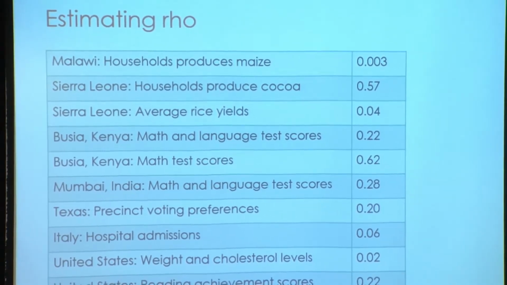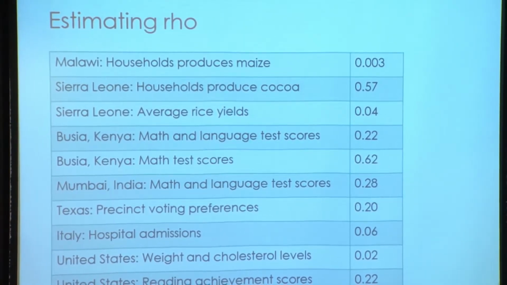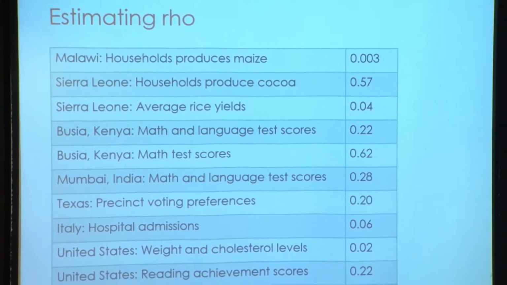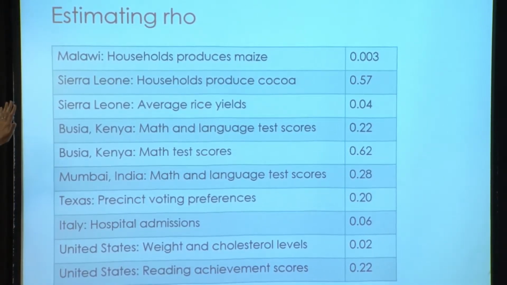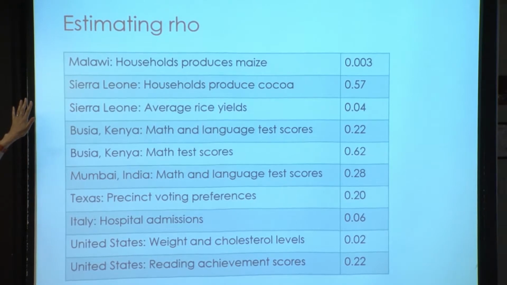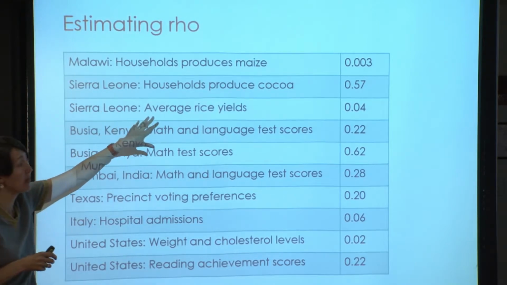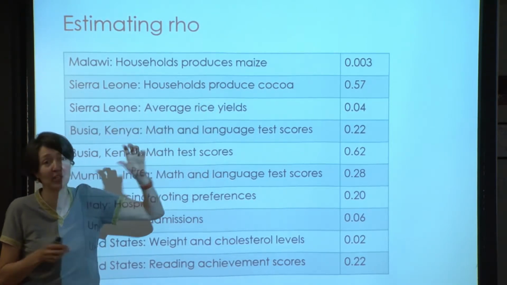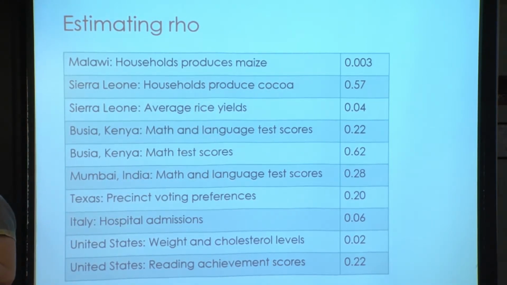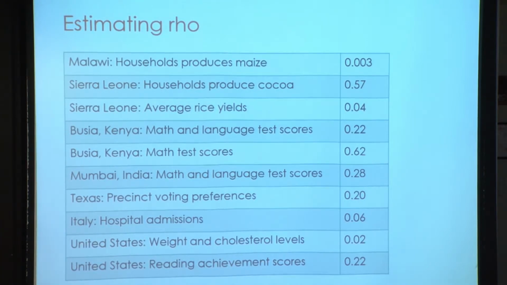I was doing a lot of work on agriculture, so there's quite a lot of agriculture in there. You know, household production of maize, very low. Household production of cocoa, very high. Why? Because cocoa can only be grown in very specific climate areas. And so, some parts of the country, there's not going to be any. Some parts of the country, everyone's going to be growing cocoa.